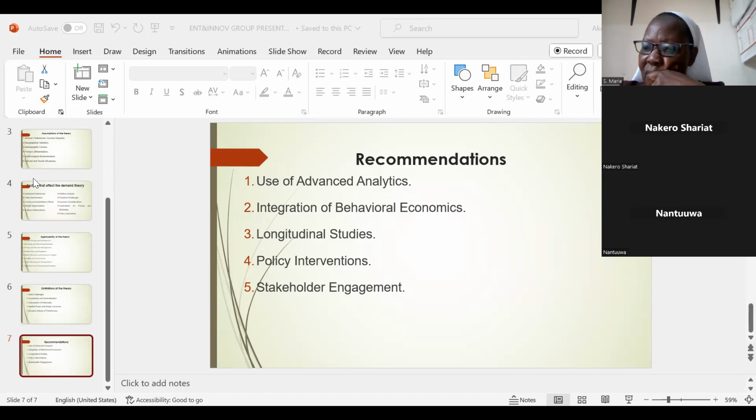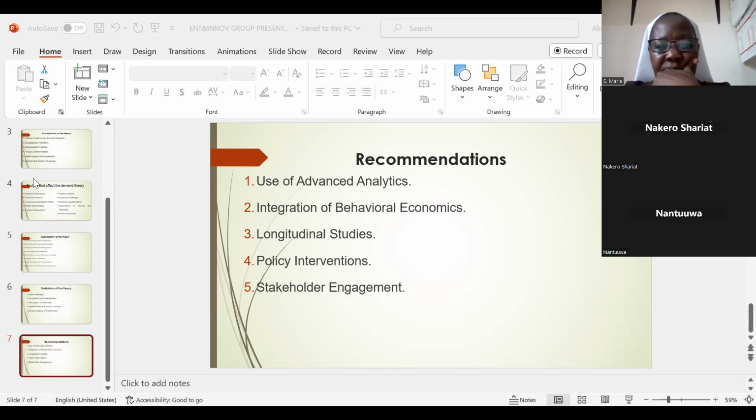Then we have integration of behavioral economics. Incorporate insights from behavioral economics into heterogeneous demand models to account for deviations from traditional rational choice assumptions. By recognizing the influence of behavioral biases on consumer decision-making, economists can develop more realistic and robust models of heterogeneous demand. Then we have longitudinal studies.